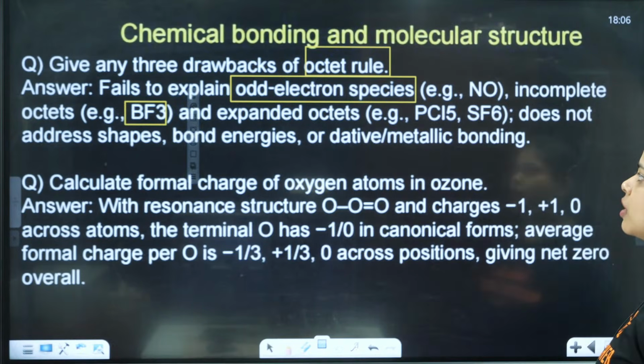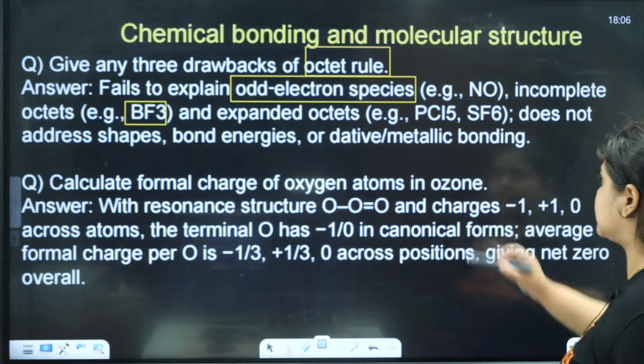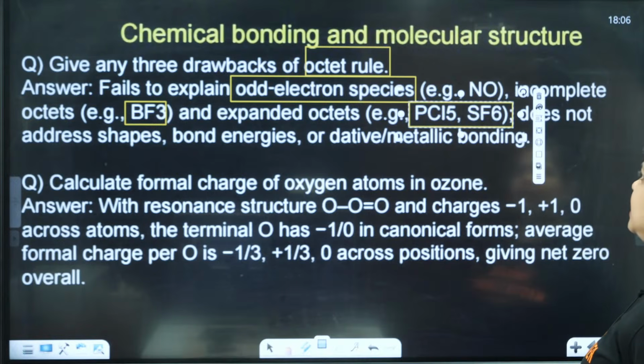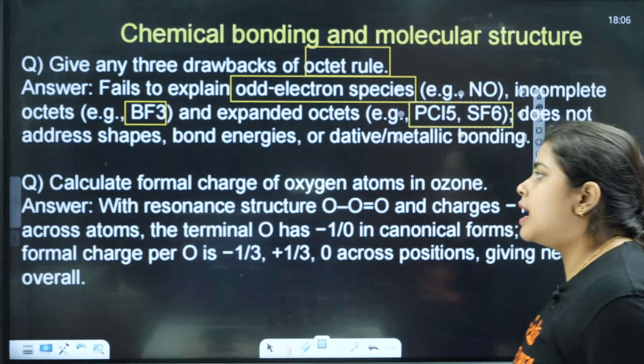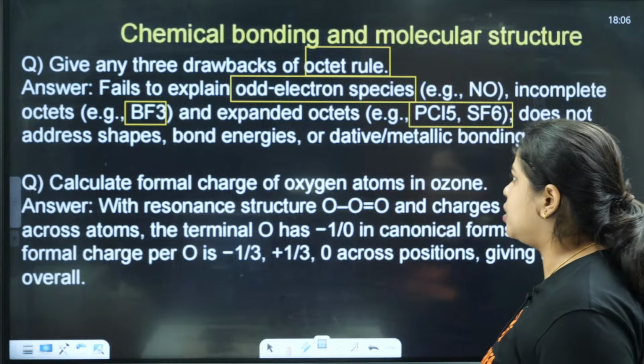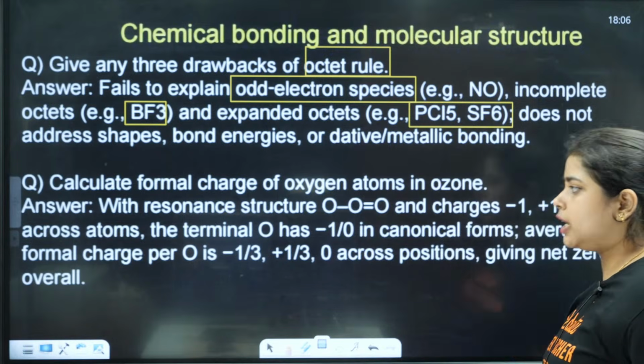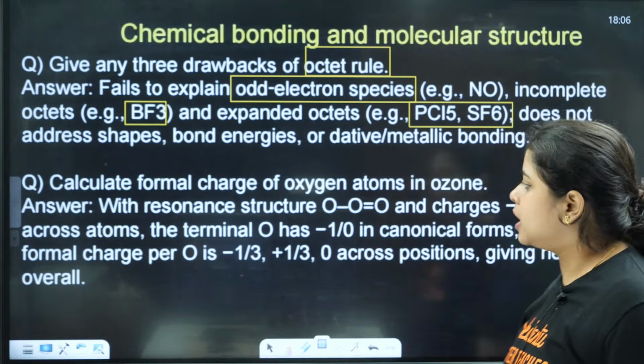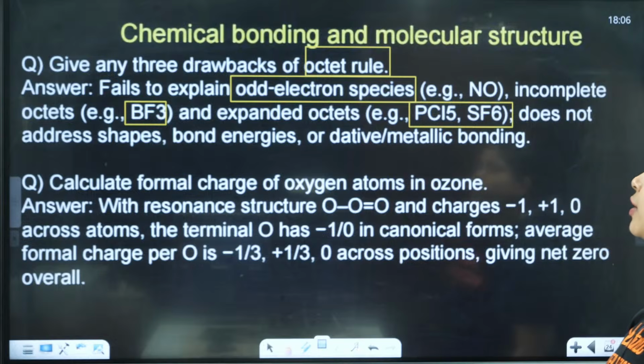And expanded octets, for example PCl5 or SF6. It does not address the shapes and bond energies or dative or metallic bonding. So these are the 3 drawbacks of the octet rule. Clear, everyone? Understanding?